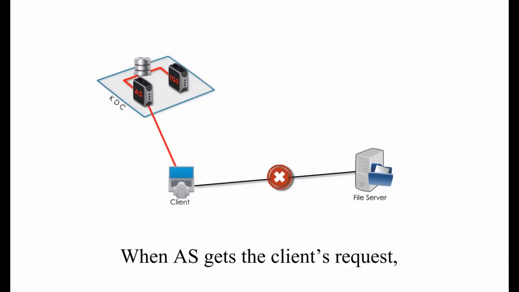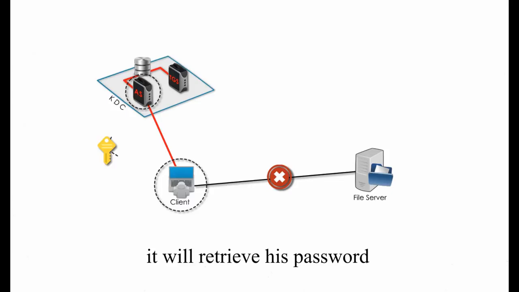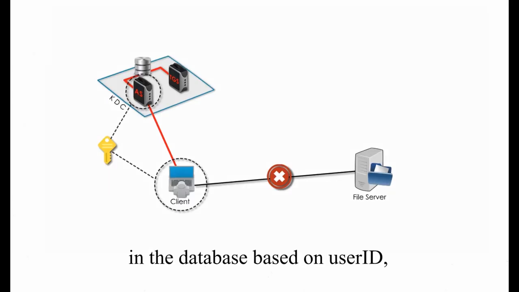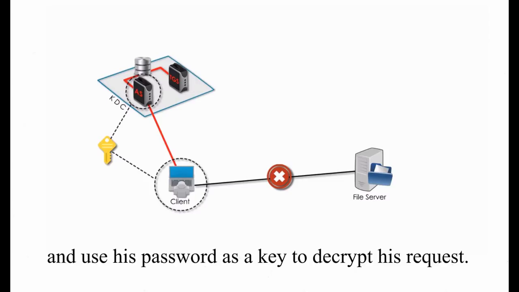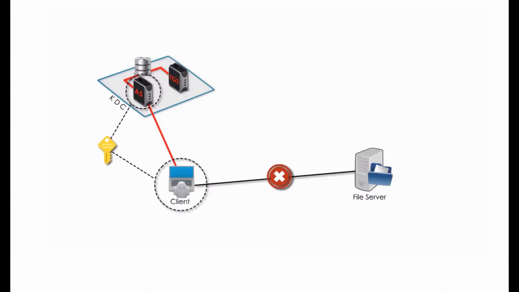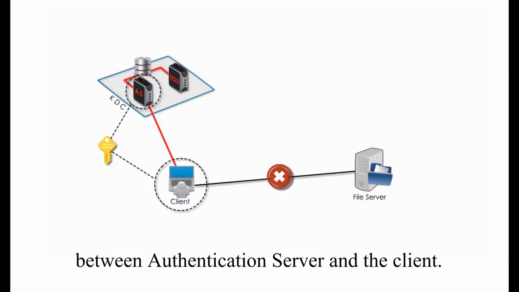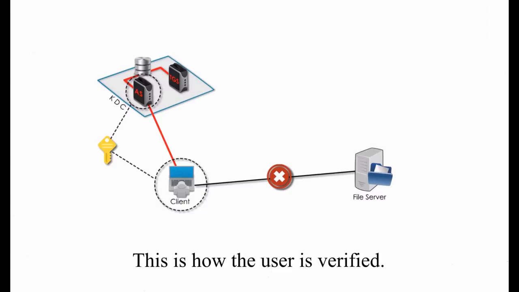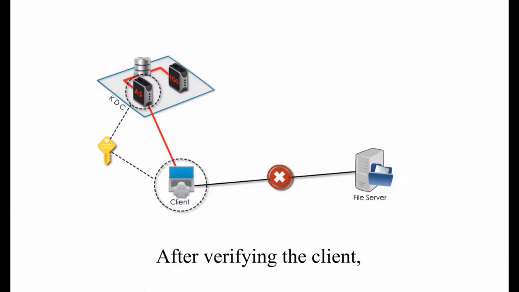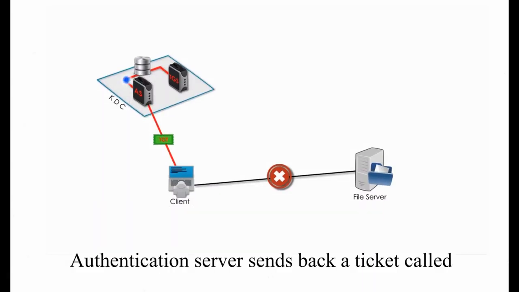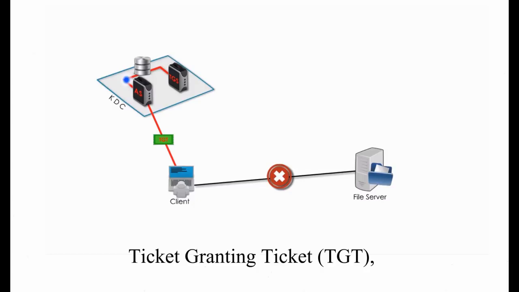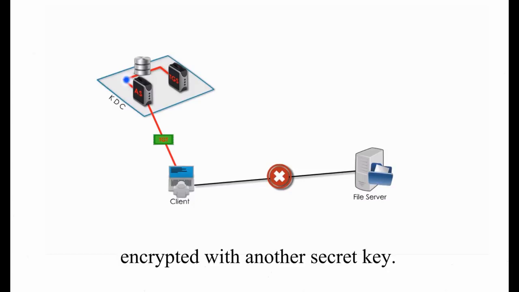When AS gets the client request, it will retrieve his password in the database based on user ID and use his password as a key to decrypt his request. Remember, his password is a shared secret key between the authentication server and the client. This is how the user is verified. After verifying the client, the authentication server sends back a ticket called Ticket Granting Ticket, or TGT, encrypted with another secret key.